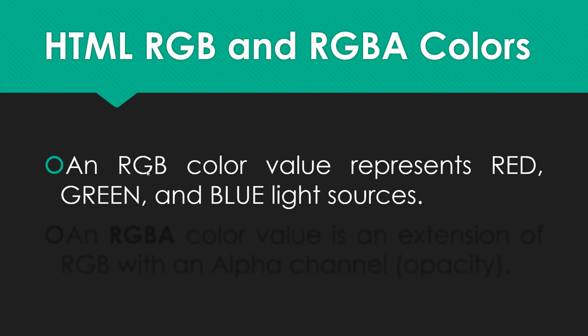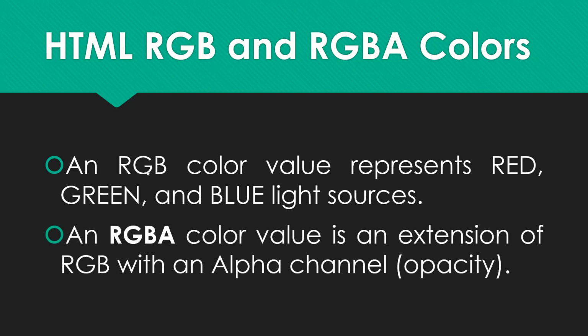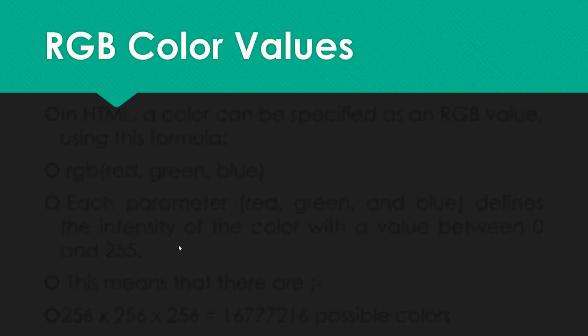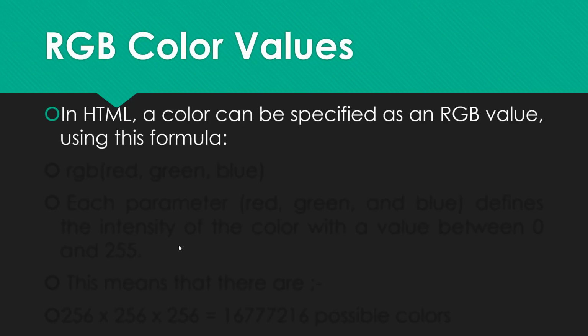An RGBA color value is an extension of RGB with an alpha channel, that is the A, and that's what we call the opacity. RGBA is just exactly like RGB, but the only difference is the A will be used to vary the opacity, like how transparent a certain color should be. RGBA color values in HTML can be specified using this formula.